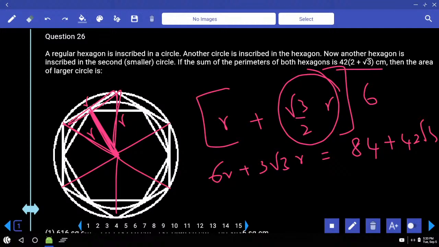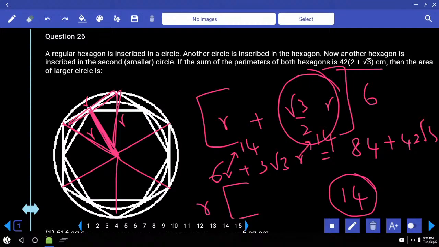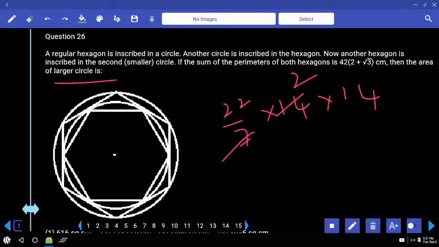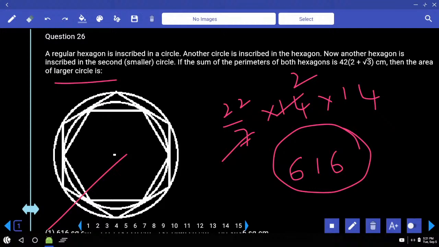So R is cancelled. If you observe, that will be cancelled 14 times, I think. R must be 14. That's it, R must be 14. If R is 14, that is the radius of the outer circle we assumed, isn't it? So therefore the area of the larger circle is pi R square. 28 into 22, 616. Option 1 is the correct answer.